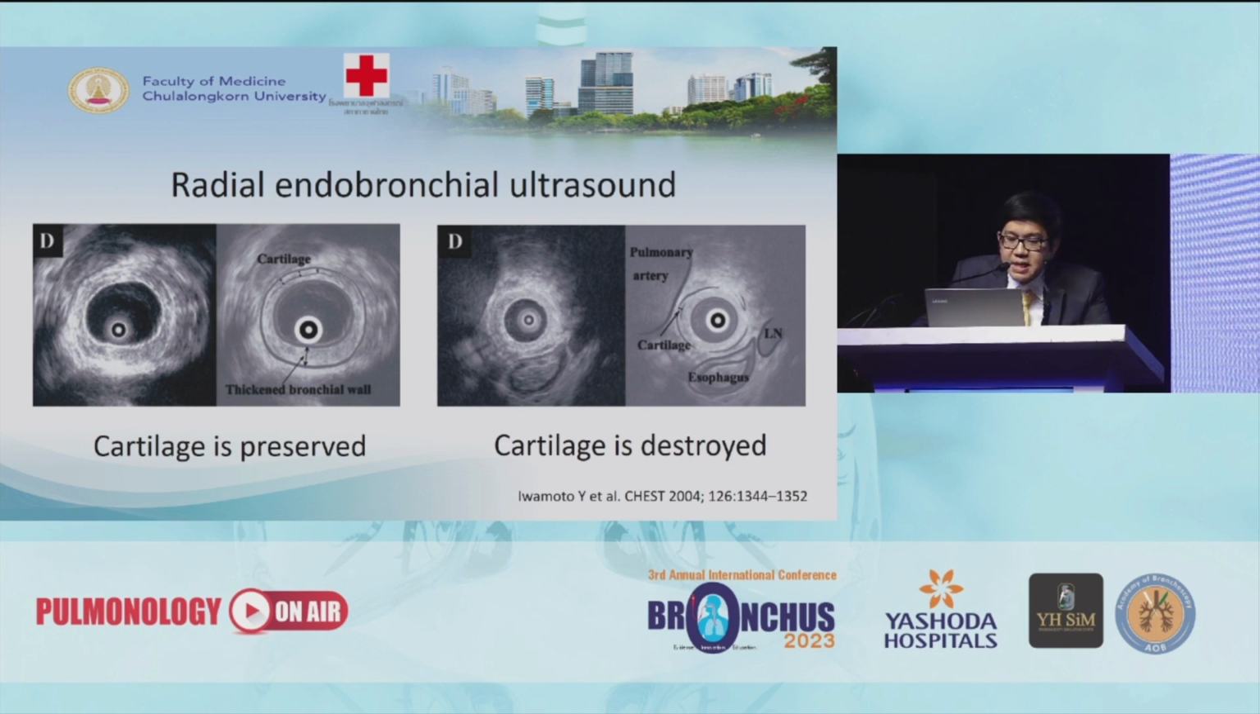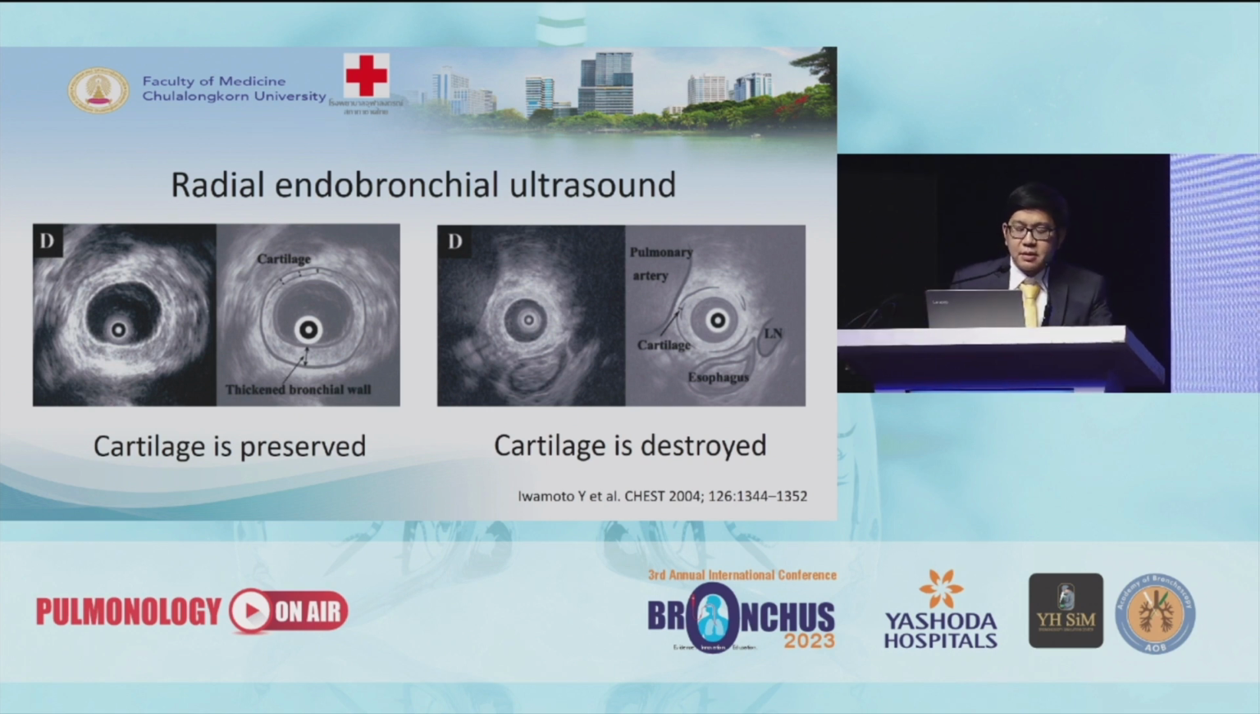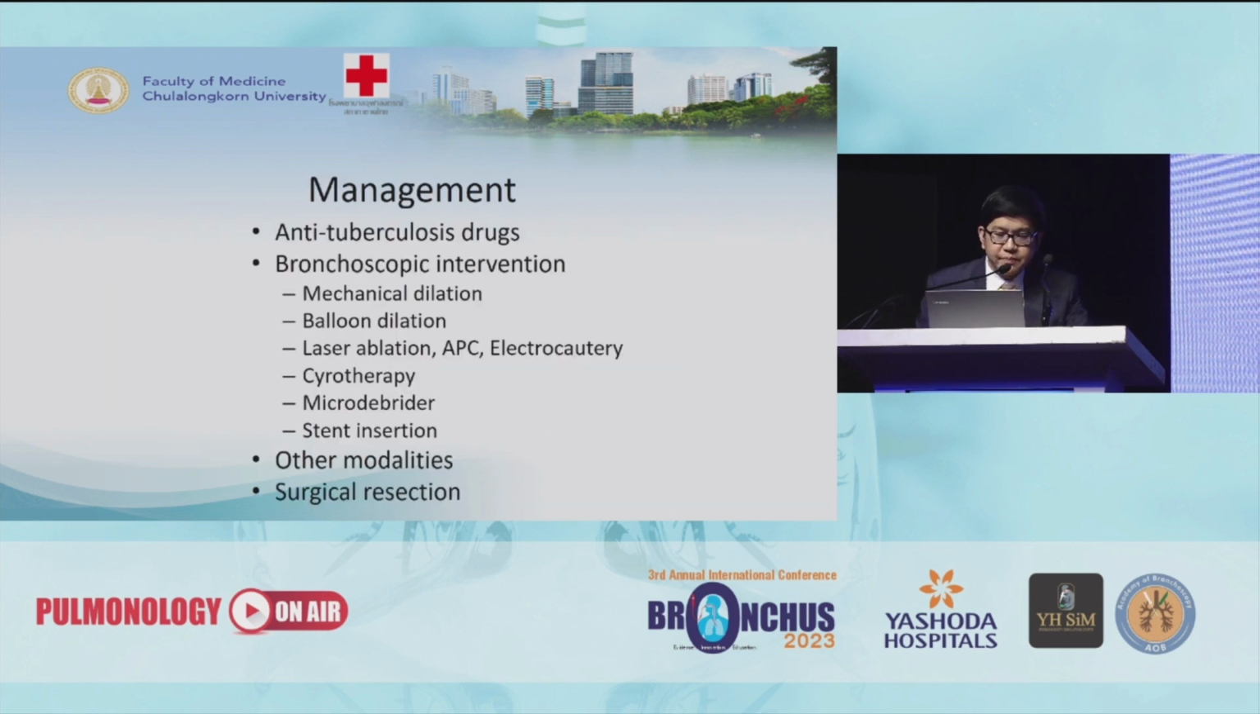In the case with the destroyed cartilage, after the balloon dilation, laser, and mechanical dilation, the chance that the airway will collapse, not only because of the restenosis but also because of malacia from the lack of cartilage structure, is high, and those patients tend to need a bronchial stent or tracheal stent.